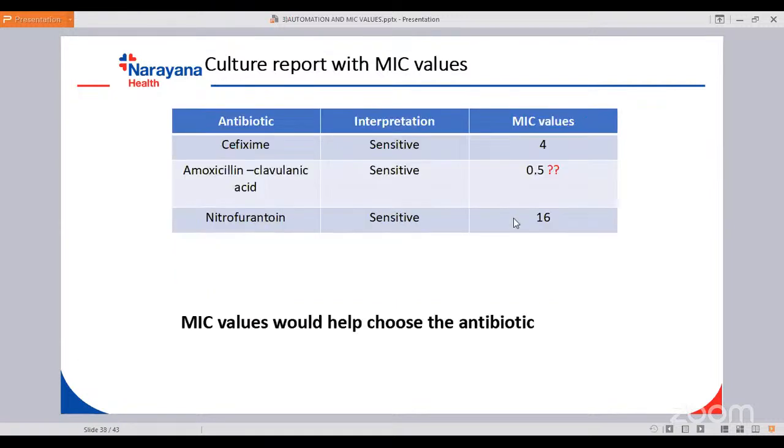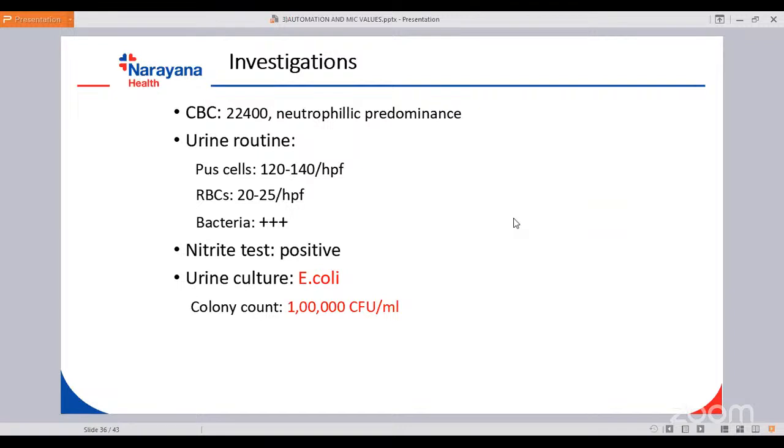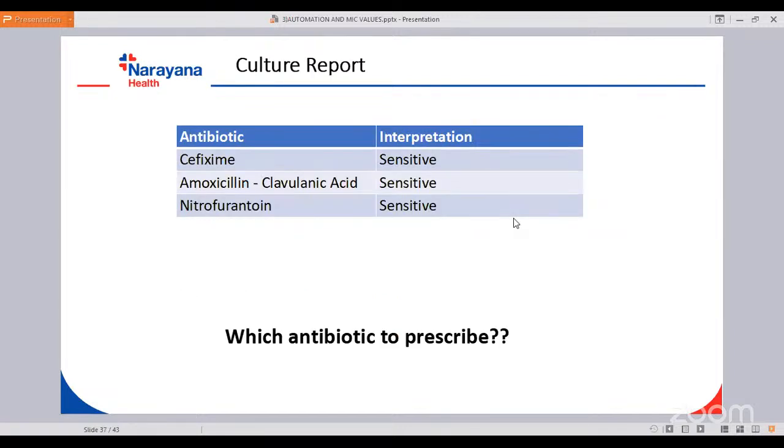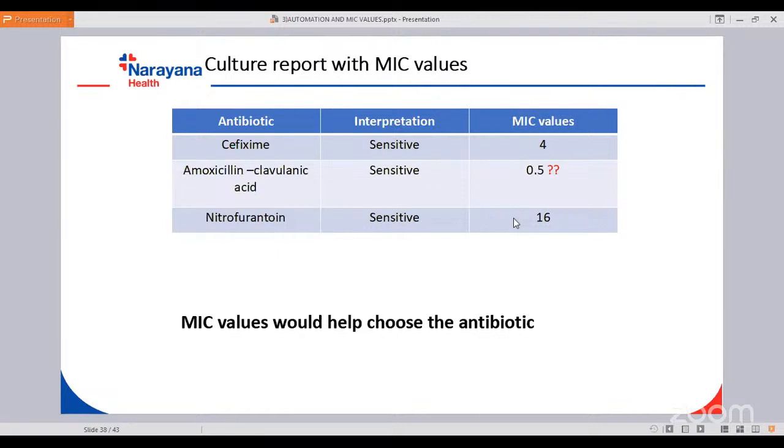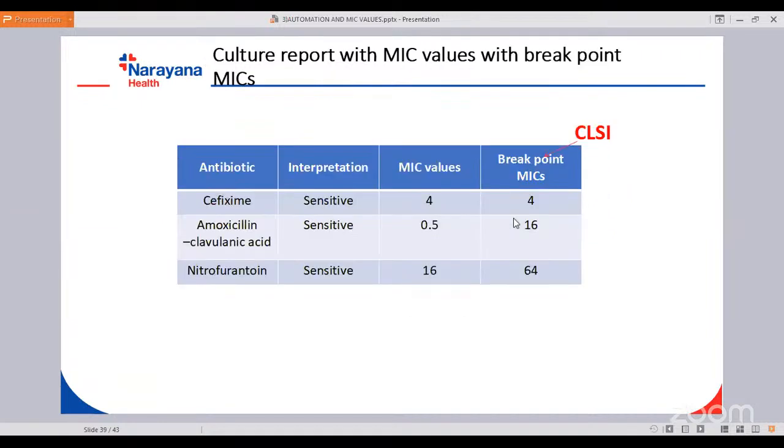So let's come to the various ways. Earlier, we used to get reports only of sensitive and resistant. Then you started getting MIC values, but you didn't know what to do with them. You knew that the drug is going to work, but you didn't know which one to pick. So what is missing in most of the culture reports is breakpoint MICs.